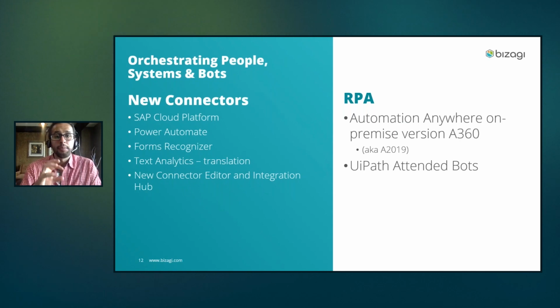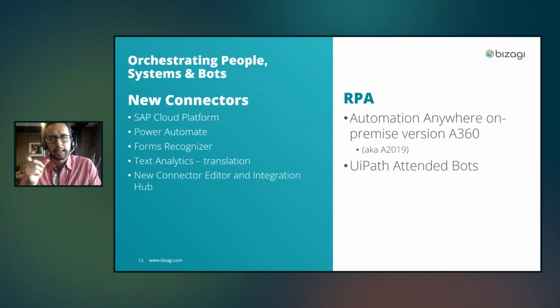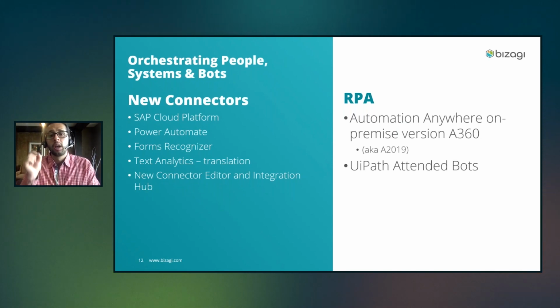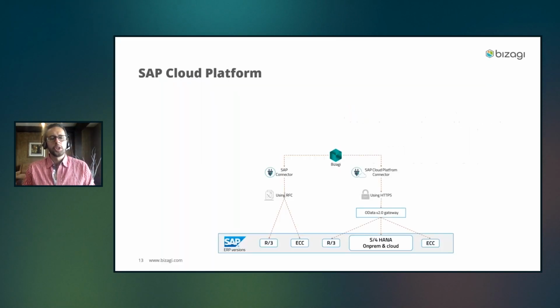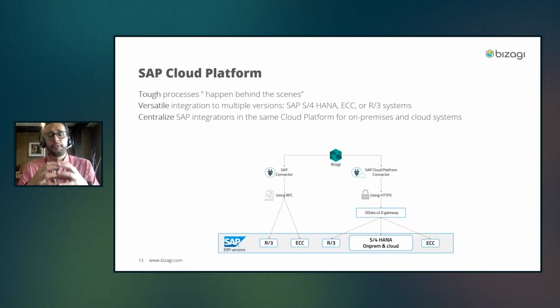Now, from the RPA perspective, what we're presenting is the native integration with Automation Anywhere on-premise version 8.360. It was the same as AAE 8 2019. Initially it was just 2019, and then they changed the name to 8.360, but it's the one that we have, and also an option to include UiPath attended bots. So let me go and start seeing one by one which are the elements that we're talking about at this point.